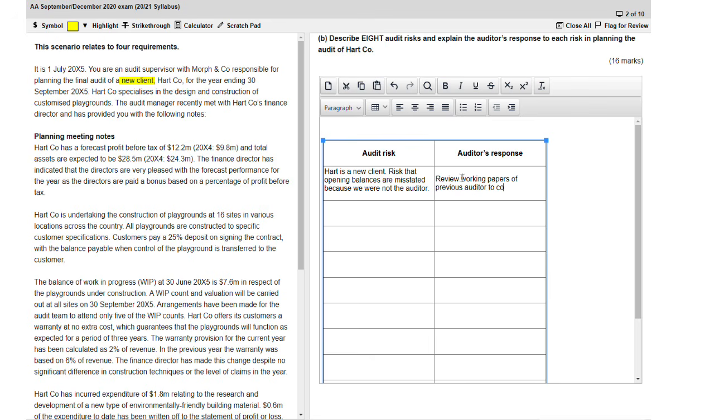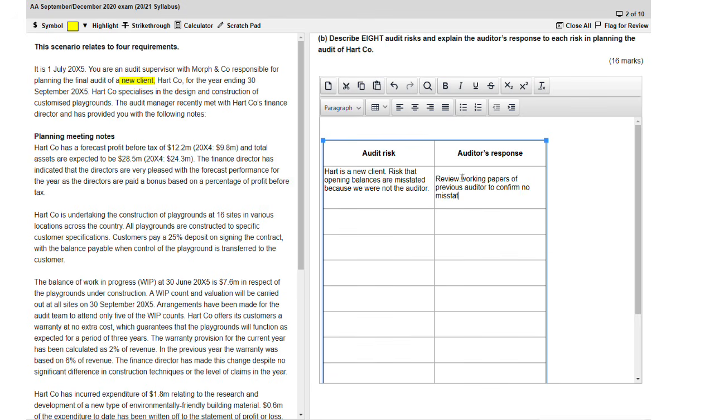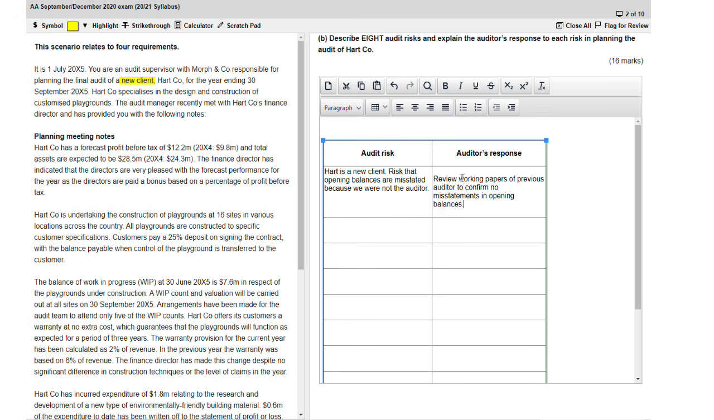Why? To confirm no misstatements in the opening balances. Again, tempting to go on about it then. What if there is a misstatement? Just stop it. It's just a mark for the risk and it's a mark for the response.